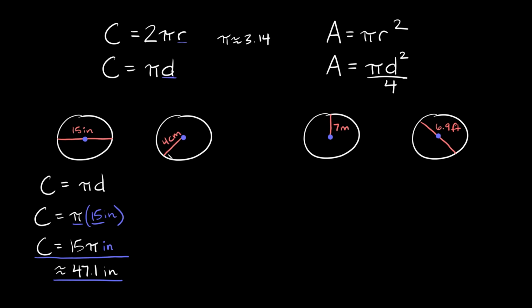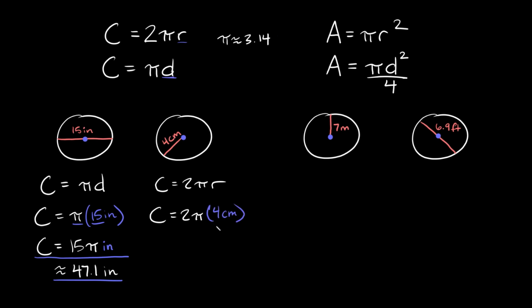Okay, let's go to this next circle. So to find the circumference of this circle, here it's giving us the radius. So let's use the formula with the radius. So C is equal to 2 pi r. So r in this case is 4 centimeters, right? So let's plug in that for r right there. So we're going to get that C is equal to 2 pi times 4 centimeters.